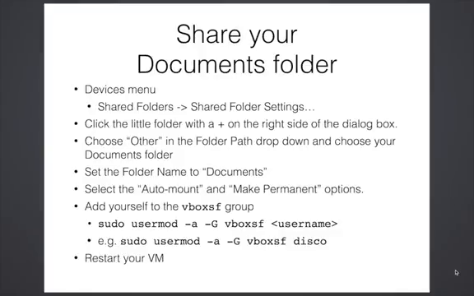And while that's restarting, I'll go over how to set up sharing a folder from your host computer to your VM. You're going to go to the devices menu again. There's a shared folders option, and under that there's an option for shared folder settings. You'll get a dialog box and the typical little interface things. On the right side there's a little folder with a plus. You'll click the folder, and then in the drop down choose other, and then find your documents folder in your home directory, and then share that to the VM.